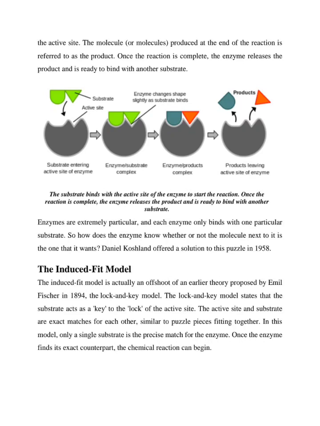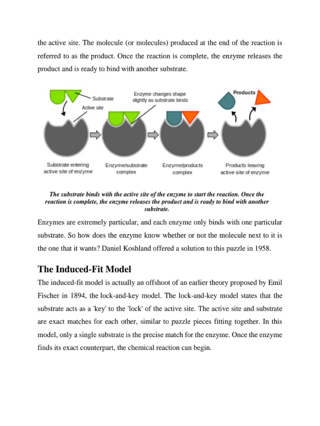This figure shows the substrate binds with the active site of the enzyme to start the reaction. Once the reaction is complete, the enzyme releases the product and is ready to bind with another substrate. Enzymes are extremely particular and each enzyme only binds with one particular substrate. So, how does the enzyme know whether or not the molecule next to it is the one that it wants?